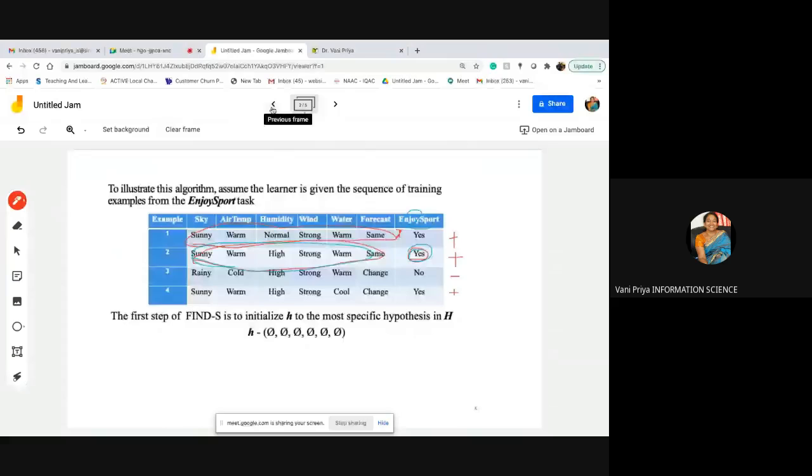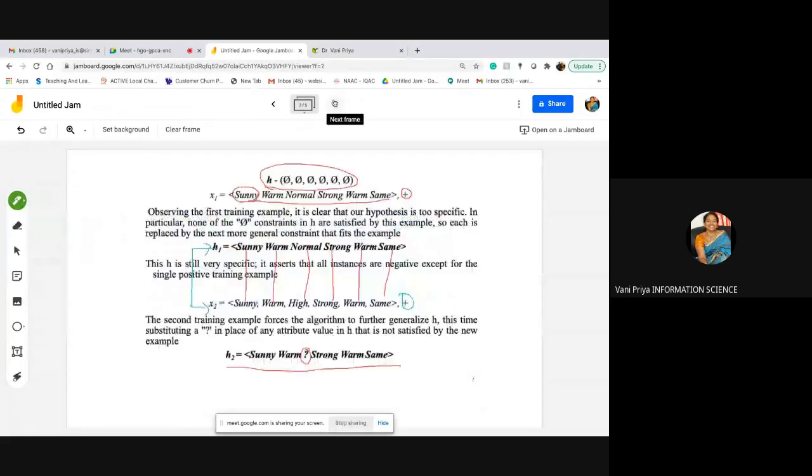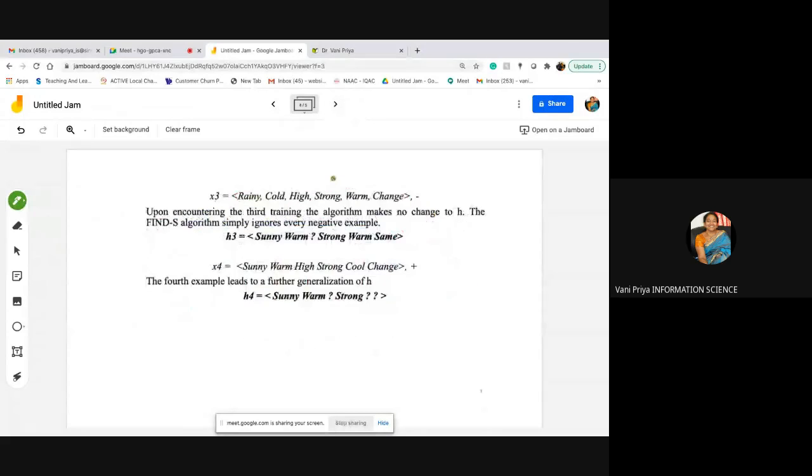Next, consider the third training example. What is the third training example? It is rainy, cold, high, strong, warm and no. Because this is a negative training example, as per the Find-S algorithm we need to consider only the positive training examples, so it will just ignore it. So H3 will be the same because we haven't considered this.